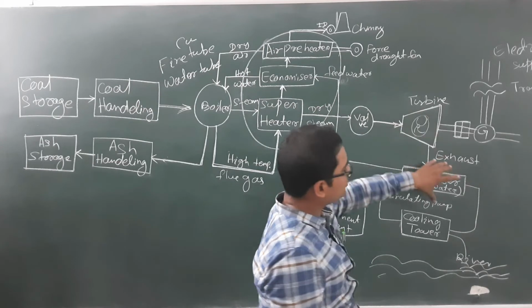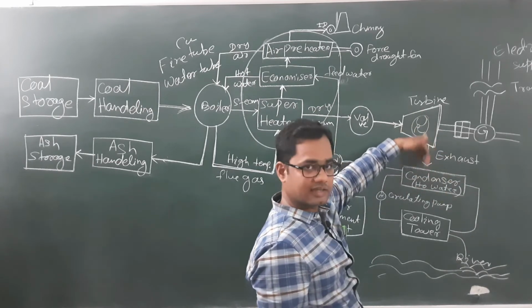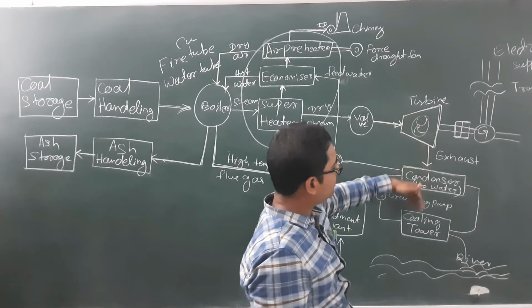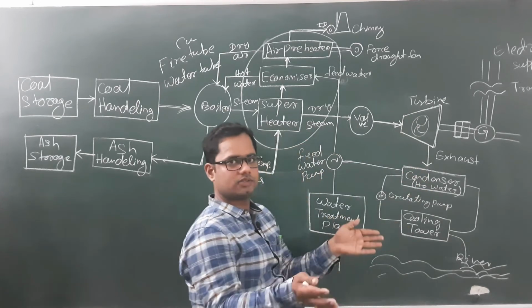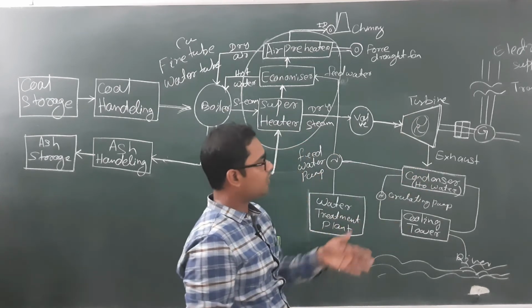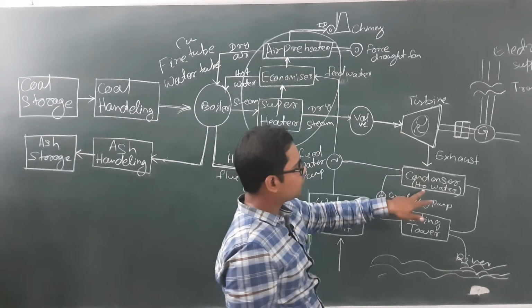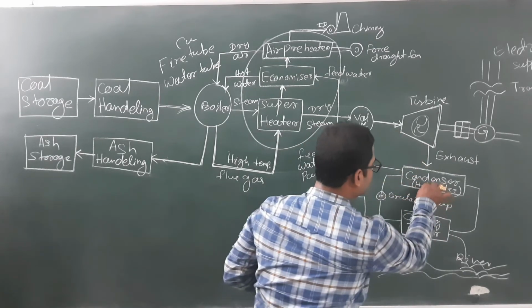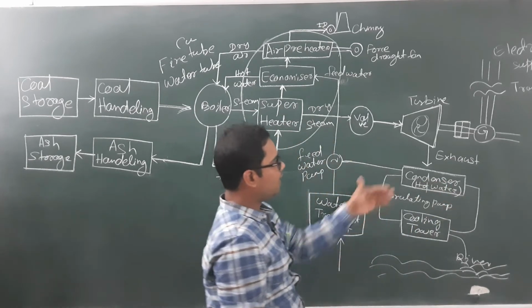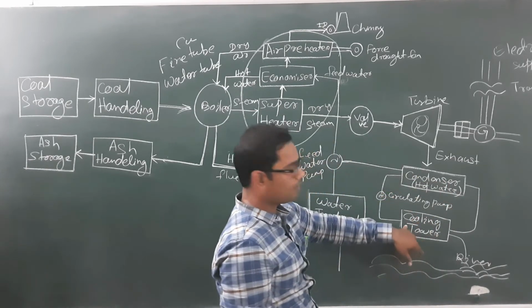Then after the turbine, there is the exhaust, and the steam will come to the condenser and it will condense, changing its form from vapor to liquid. So here we have hot water, and that hot water is cooled with the help of the cooling tower.